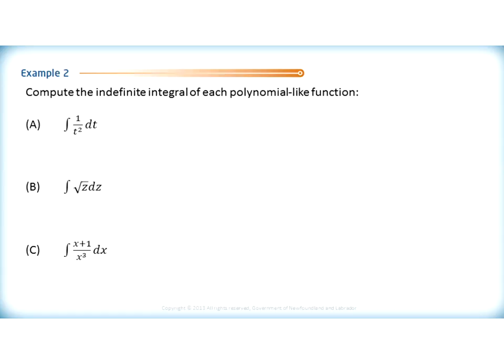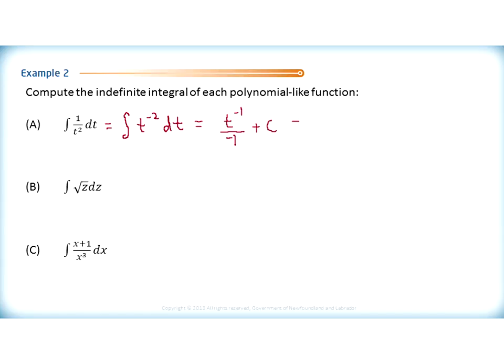So let's try this. So for this first one, I'm going to rewrite it first of all. I'm going to say that this is just going to be the antiderivative, or the indefinite integral of t to the power of negative 2 times dt. Okay. So then I have to follow the power rule to anti-differentiate. So remember, I increase the exponent by 1, so this becomes t to the power of negative 1 divided by negative 1, and then plus my arbitrary constant.